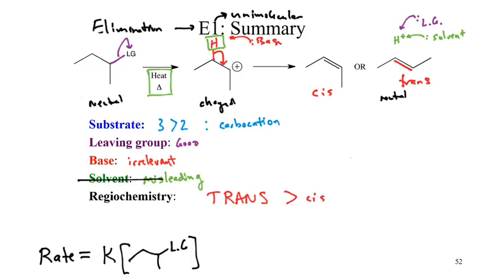Why is the trans more stable? Trans is more stable because we have these larger electron groups on opposite sides of the pi bond versus on the same side of the pi bond. So when we're running an E1, we would expect the trans product to be our predominant product. That doesn't mean the cis can't form. It just means it's going to form to a lesser extent.